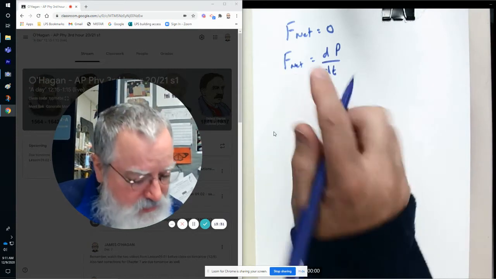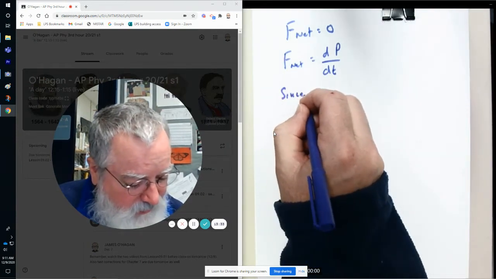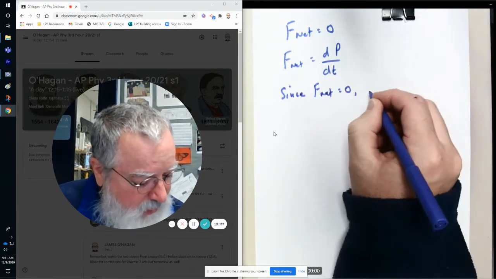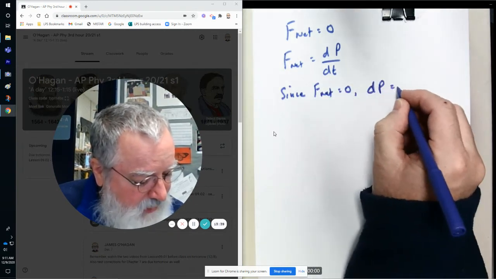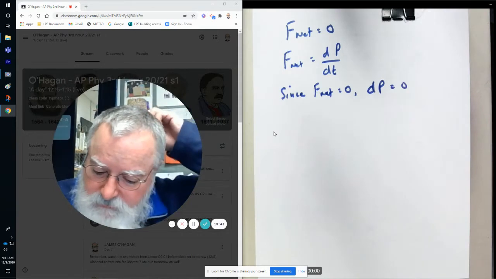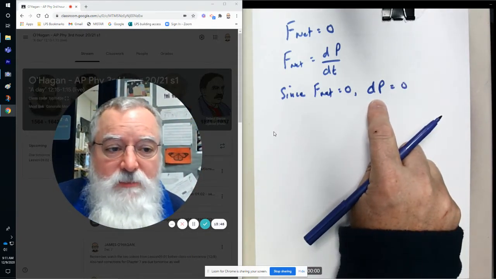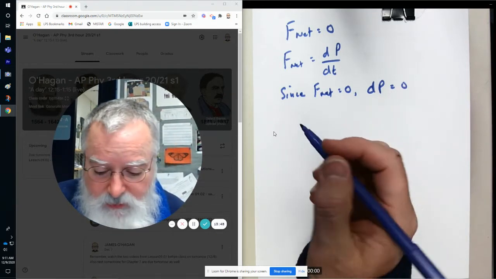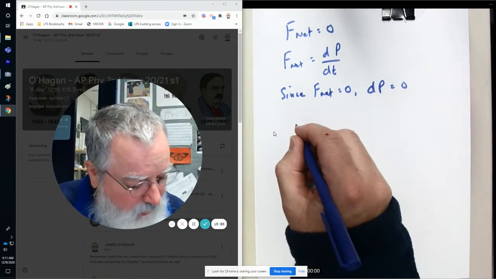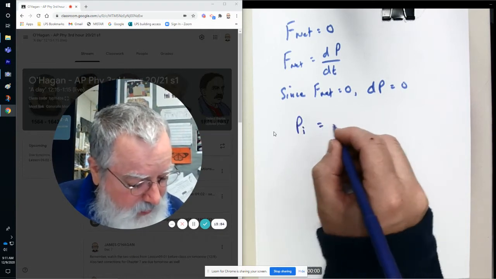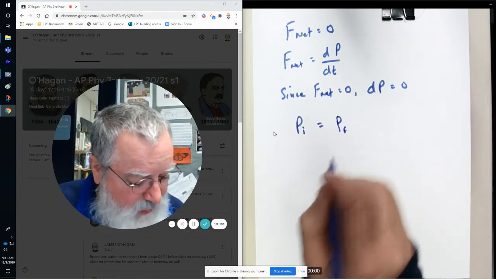So if our net force is 0, since net force equals 0, dP equals 0. So there's no change in momentum. What that means is momentum of the system initial equals momentum of the system final.